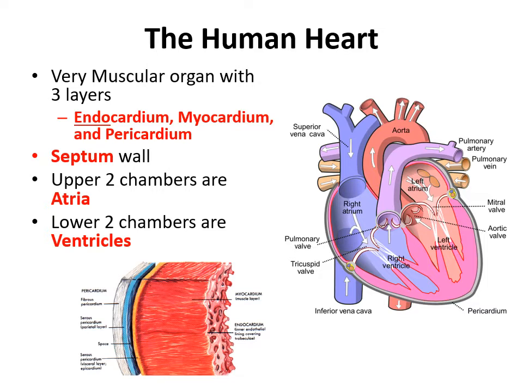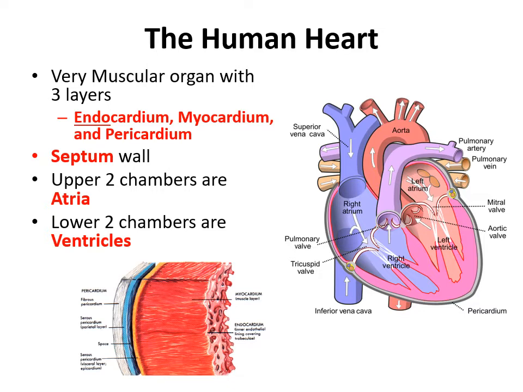Now, in addition to those layers of the heart, something else I want to point out is the septum that we mentioned earlier. So the septum is the wall in the middle of the heart that separates the left and the right sides. Now, when you have the left and the right side, again, that's because you're going to have two different systems that we're going to talk about in a minute. You're going to have the pulmonary system and the systemic system, or the pulmonary circuit and the systemic circuit.